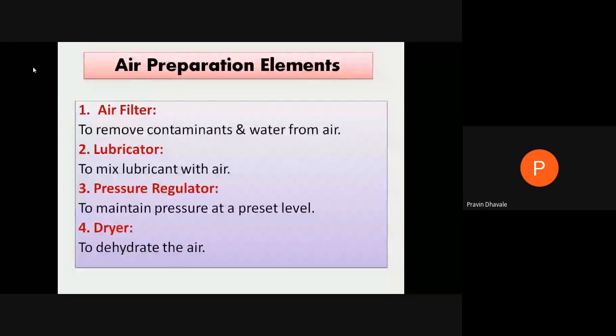So this will be the air conditioning or air preparation element. You may write these 4 elements first. We will discuss all these elements in detail. Okay. Write down first air preparation element, air filter. Second, lubricator, its function. Third, pressure regulator, its function. Fourth, dryer, its function.